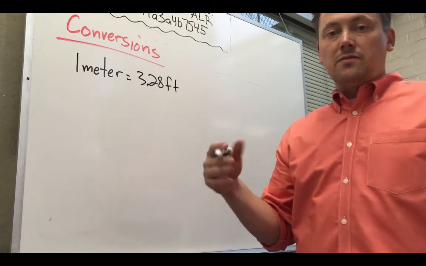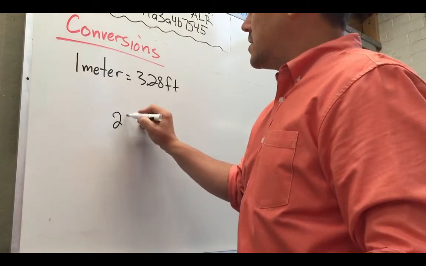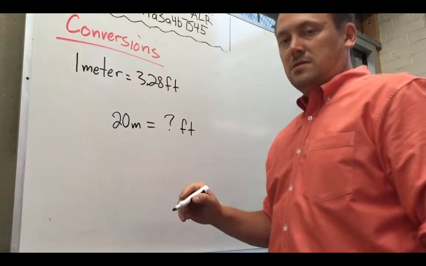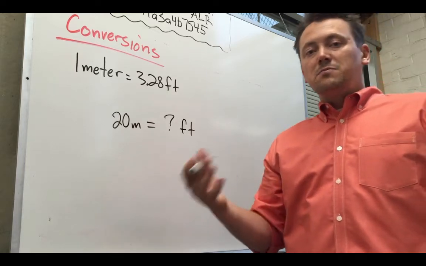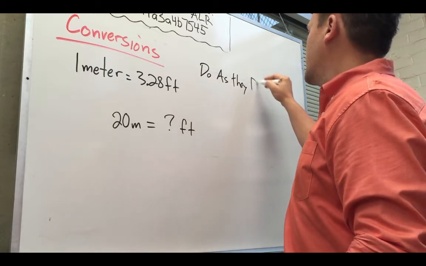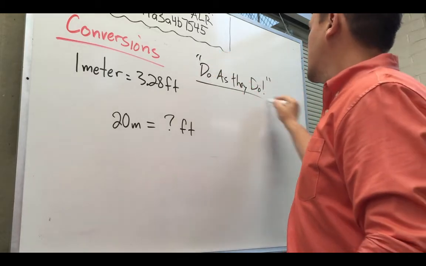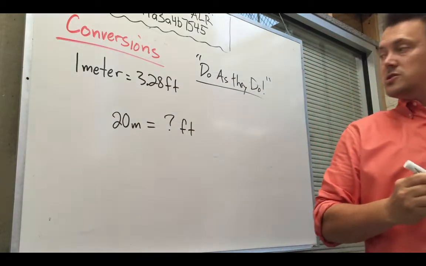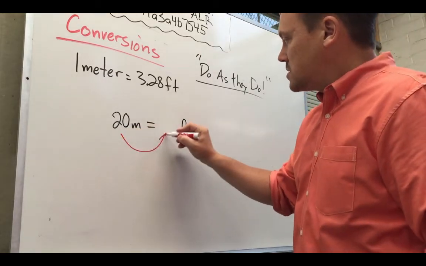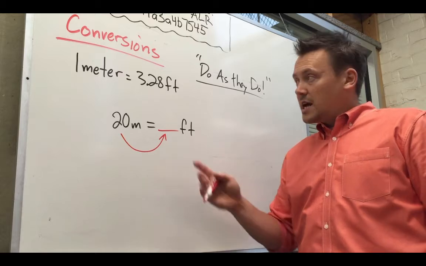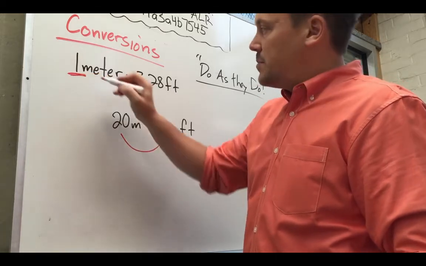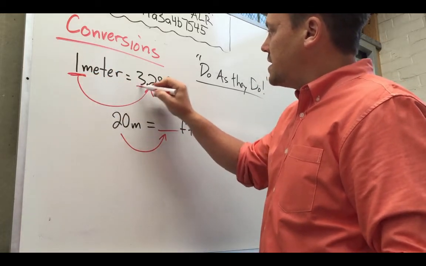So if I was going to try to convert a certain number of meters, say 20 meters, and I want to figure out how many feet that is, I have to use a conversion factor. And in this method, which I again call do as they do, we look at the conversion factor to figure out what to do. Here, I'm trying to get from meters into some number of feet. So I'm going to take a look at the conversion factor and see what they do. Here, they have 1 meter, and it becomes 3.28 feet.